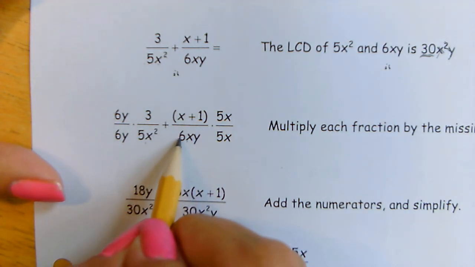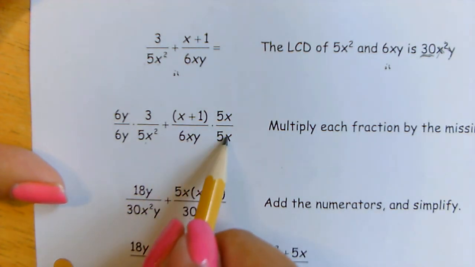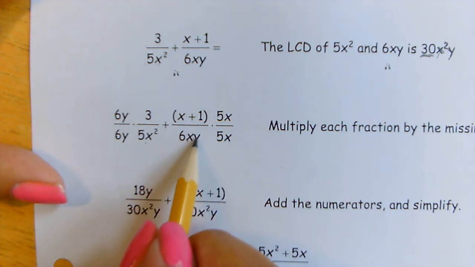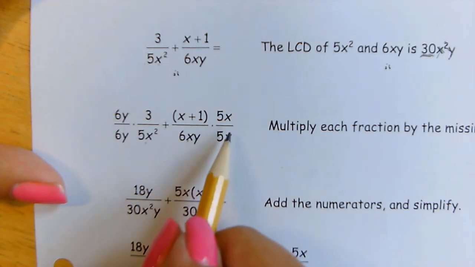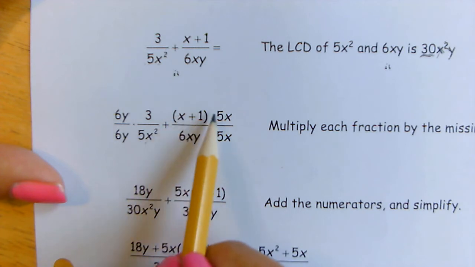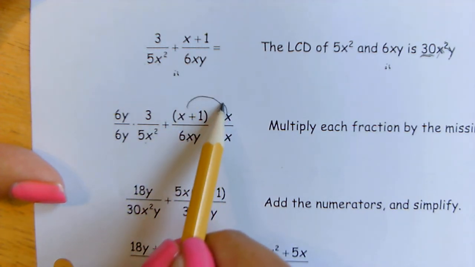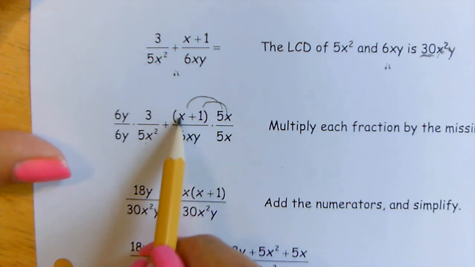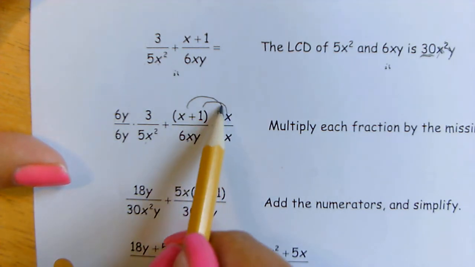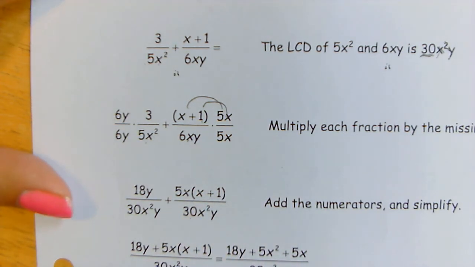Here, 6 times 5 will get me to 30. I need one more x, and I do not need a y because I already have it. So just 5x. Whatever I do to the bottom, I do the same to the top. So I'm multiplying this to this numerator. But I have two terms. I have to distribute it. So it'll be 5x squared plus 5, which I didn't do till down there. I don't know why.